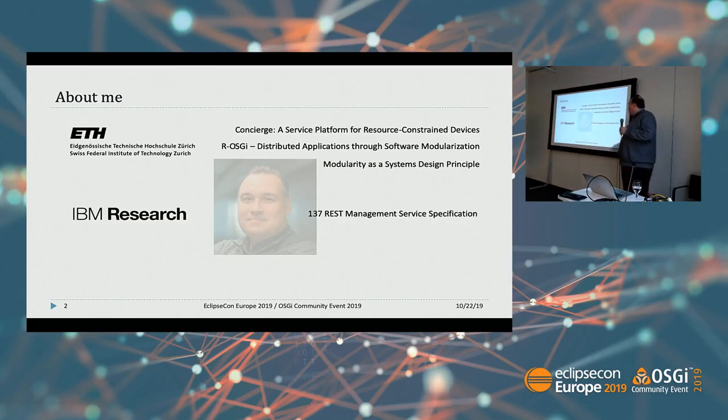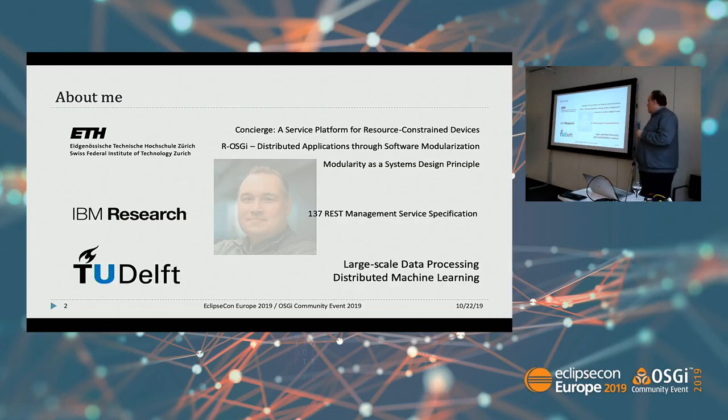After I graduated, I moved on to IBM Research. I continued to work on OSGi, and I especially was involved in the REST management service. And now I'm at TU Delft, where my focus has shifted a little bit, so I now work on large-scale data processing and distributed machine learning, but I'm still very interested to see where OSGi is going, and I would like to contribute a little bit to the understanding of the impact of OSGi through this study.